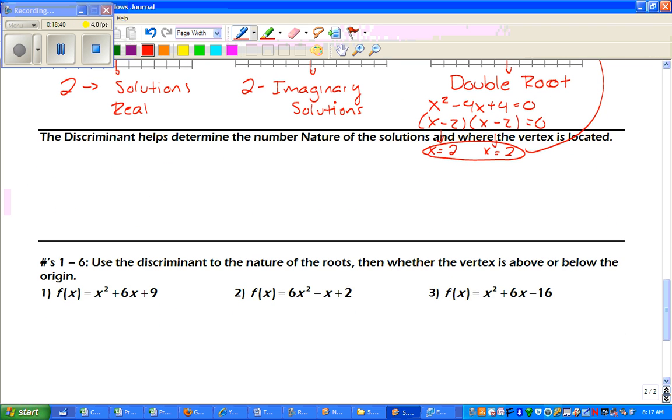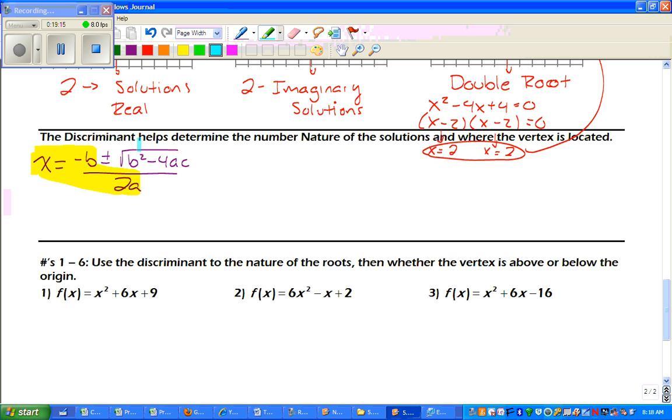Alright. So, it says the discriminant helps us determine the nature of the solutions and where the vertex is located. So, let's actually rewrite the quadratic formula here. X equals the opposite of b plus or minus the square root, b squared minus 4ac, all over 2a. Do you guys have this memorized? You need to. What we said earlier was this part right here, x equals the opposite of b over 2a. This tells you the vertex.